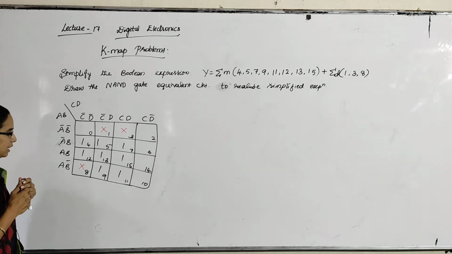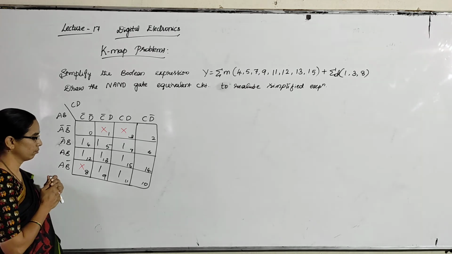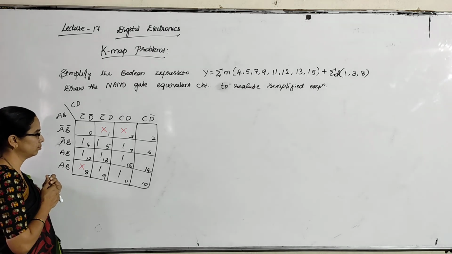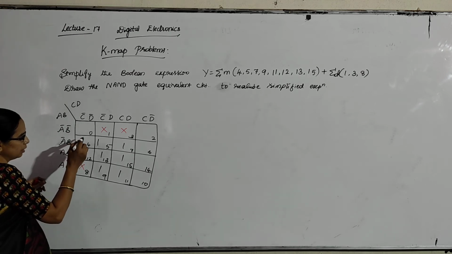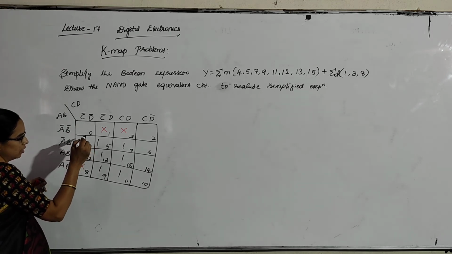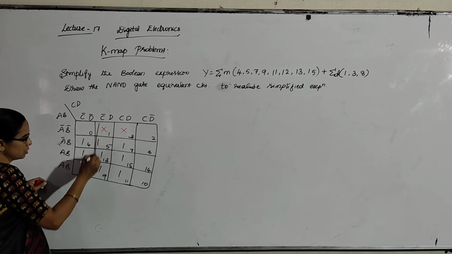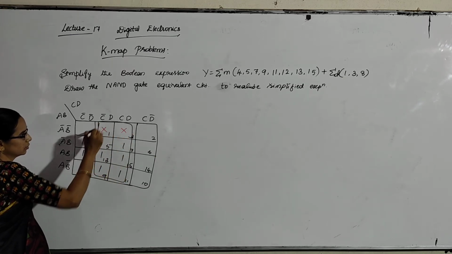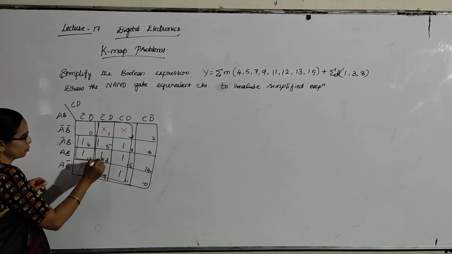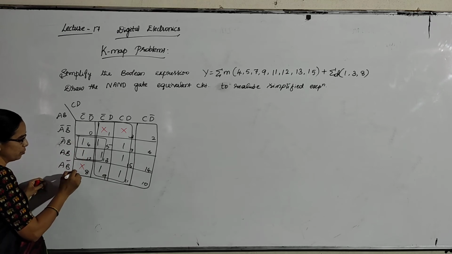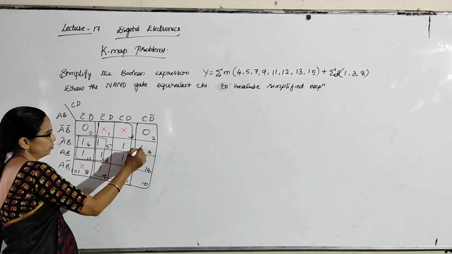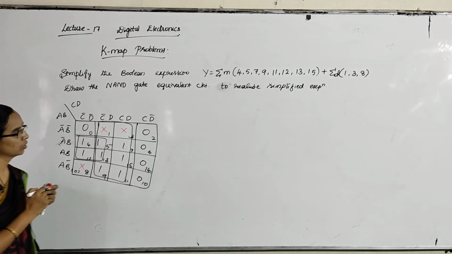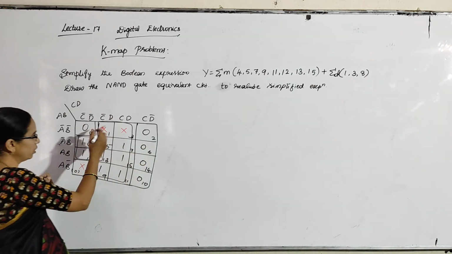What all groups will we get? I can make this as one octet and this as a quad. That is enough. This will be considered as 0, and all others will be 0. Okay, this as one octet.